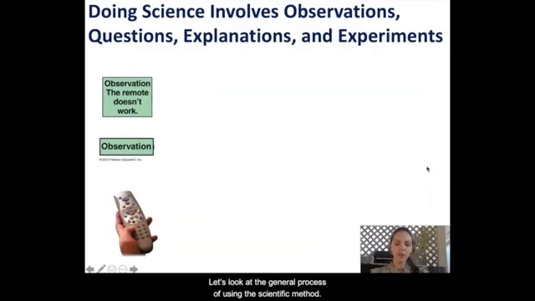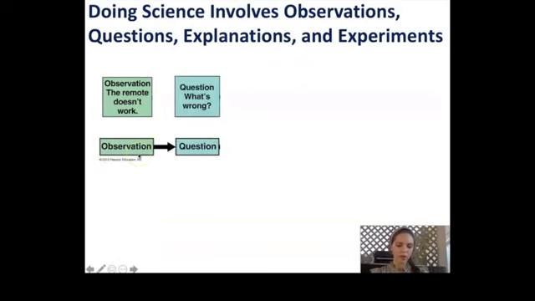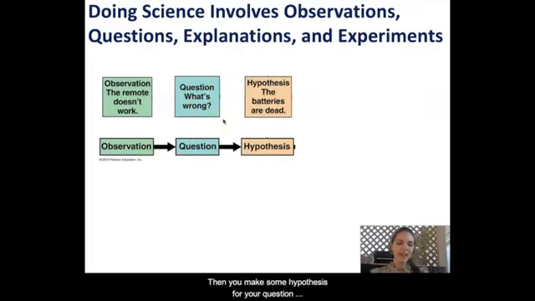Okay, let's look at the general process of using the scientific method. Overall, it involves questions, explanations, and experiments. And let's look at another practical example for this one. Okay, so in this example, maybe you sit down and you try and turn on the TV with the remote, and oh no, the remote doesn't work. This is your observation. The question you ask from this observation might be, what's wrong with the remote? Then you make some hypothesis for your question. In this case, you think maybe the batteries are dead.